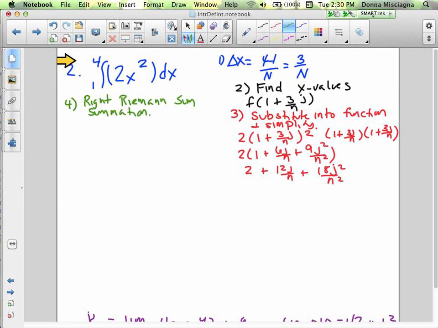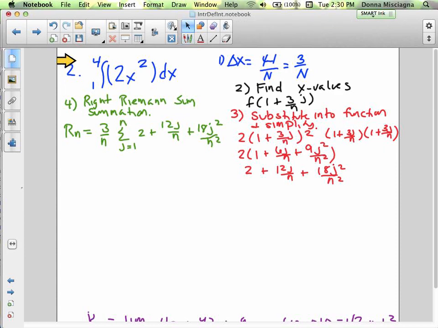Right, so we have R of n equals the change in x, which is 3 over n, sigma, j equals 1, and then we stop at n. And then our equation is 2 plus 12j over n plus 18j squared over n squared. Right, and then step 5, and probably I should put parentheses. This all goes together. It didn't look as bad when it was 2 terms, but with 3 terms, that's all part of that sigma.